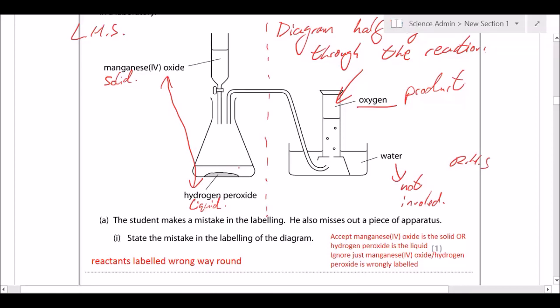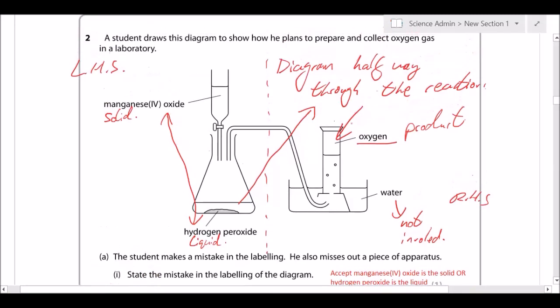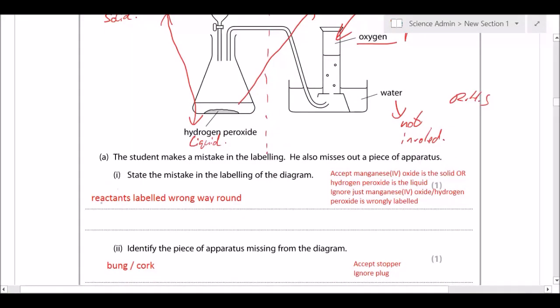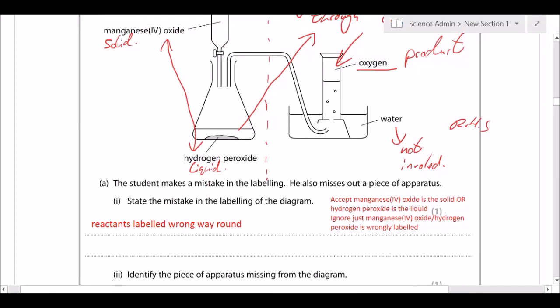Now this liquid is actually because the diagram is halfway through the reaction. So the reaction has already been allowed to proceed a little bit, so some hydrogen peroxide has been added down onto the magnesium oxide and the gas has been collected. So that's why you've got some oxygen already present and some liquid in here. It's not because it started there. So anyway, the answer to this, obviously the reactants labelled the wrong way around, or you could have said magnesium oxide and hydrogen peroxide incorrectly labelled.